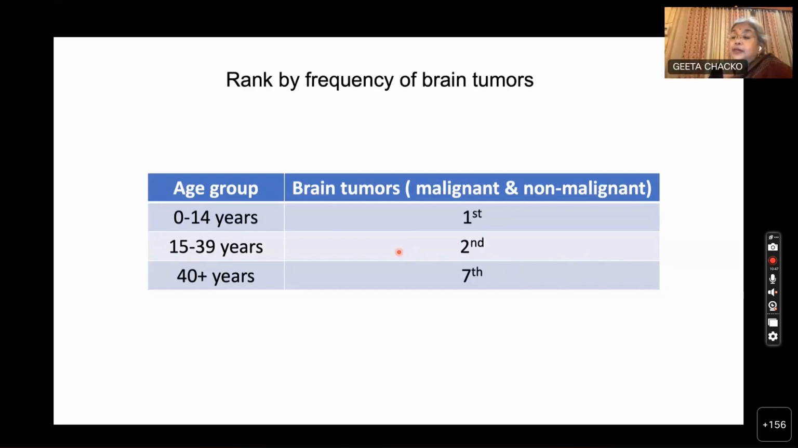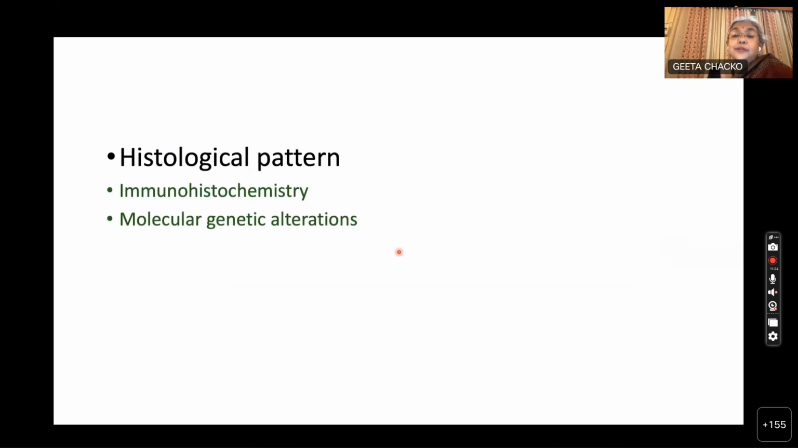So you'll be surprised to see that in the pediatric 0 to 14-year group, it ranks as the most common brain tumor. It's followed only by leukemias. And in the 15 to 39, it ranks second. So I'm just showing you this for you to understand the importance of these tumors in young adults and children. It's the second most common tumor in the 15 to 39, and it's lower down in terms of its frequency in adults. So, extremely important to know that in young children, 0 to 14 years, it is the most frequent tumor that occurs.